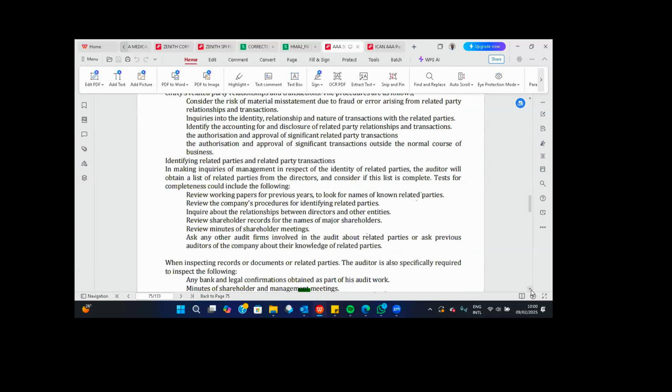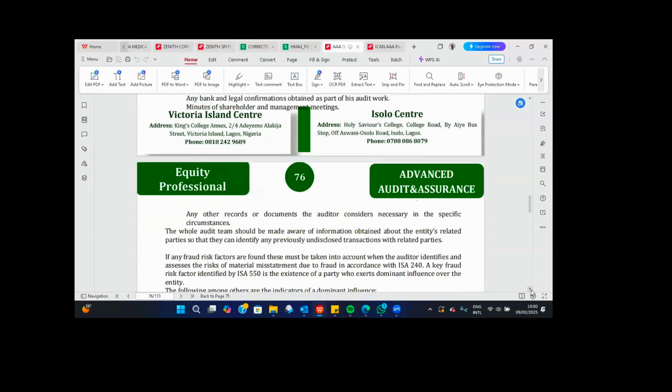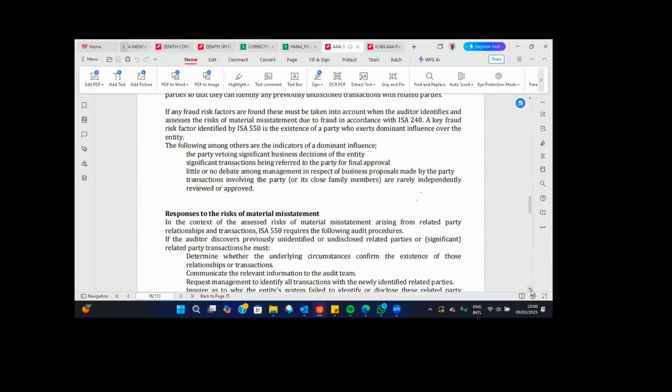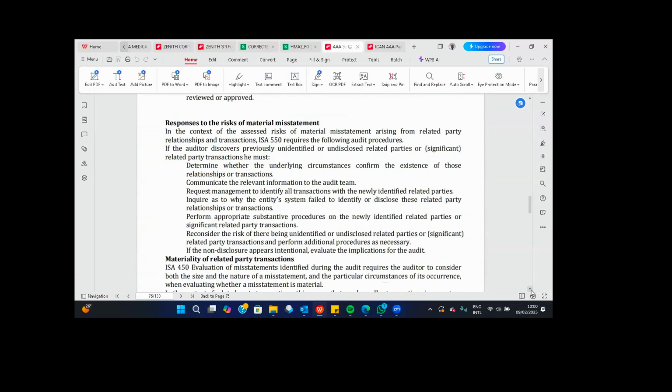Hope we are together. Okay, but the whole essence of the related party transaction is to ensure that the information related to related party transactions and the related party itself are fully disclosed and presented. That's where we are going to stop for today. Okay? It's 10 o'clock. We're going to stop here for today.